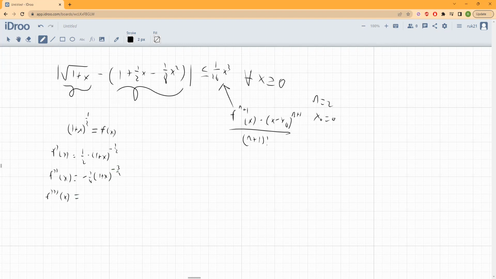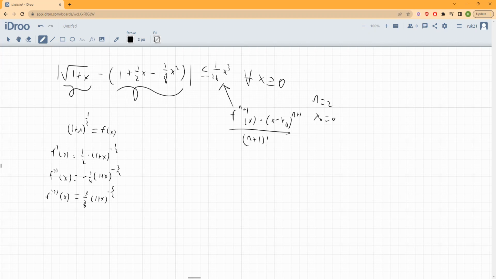It's a triple. Okay. Whoever got that, I'm sorry. So it's going to be 3 over 8 times 1 plus x to the power of negative 5 over 2.